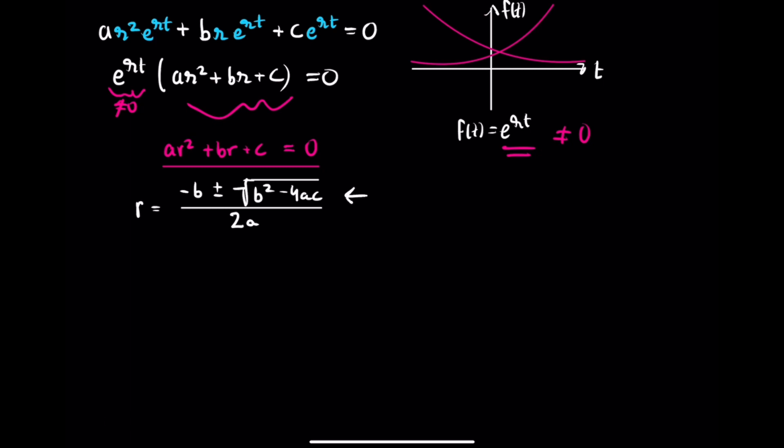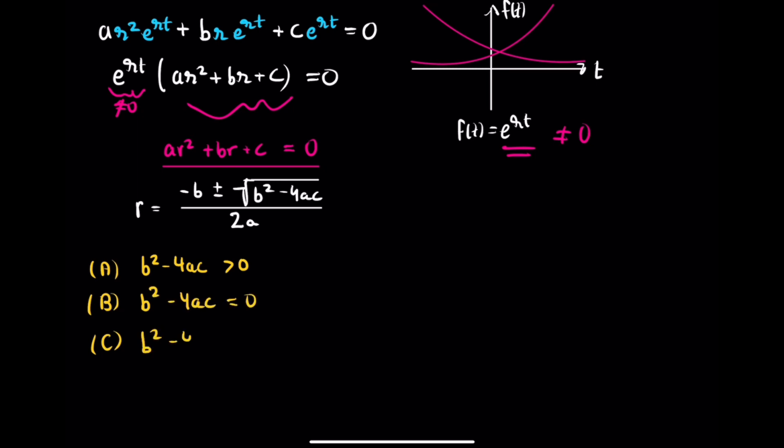This radical is a real pain. That's just how it is. So therefore, we're going to have 3 different cases based on the radical. We're going to have case A, where b^2 minus 4ac is greater than 0, case B, where b^2 minus 4ac equals 0, and case C, where b^2 minus 4ac is less than 0. We're going to have these 3 cases.